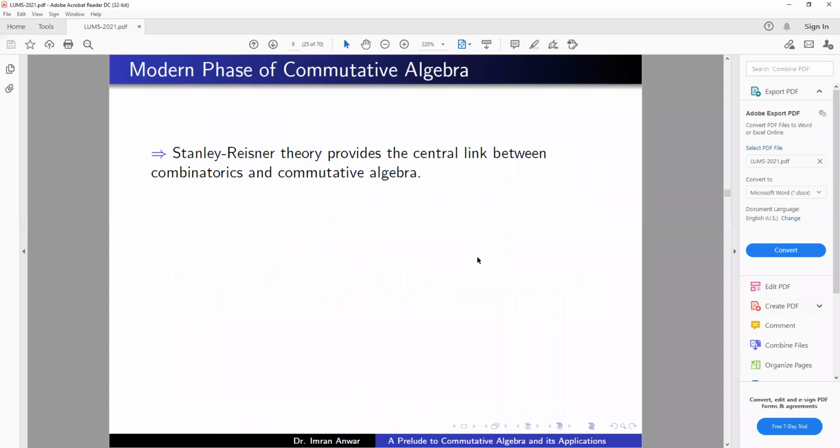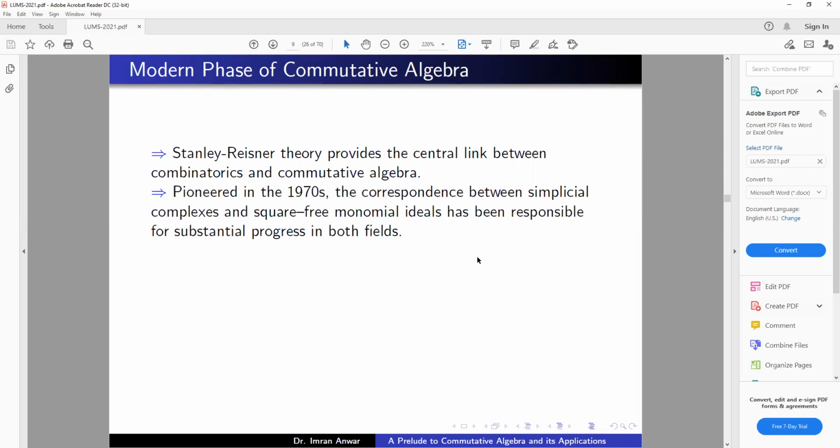The modern phase of commutative algebra is basically Stanley-Reisner theory, which provides a central link between combinatorics and commutative algebra. Pioneered in the 1970s, the correspondence between simplicial complexes and square-free monomial ideals has been responsible for the development and progress of both fields. Among the most celebrated results is Reisner's criterion for Cohen-Macaulayness.